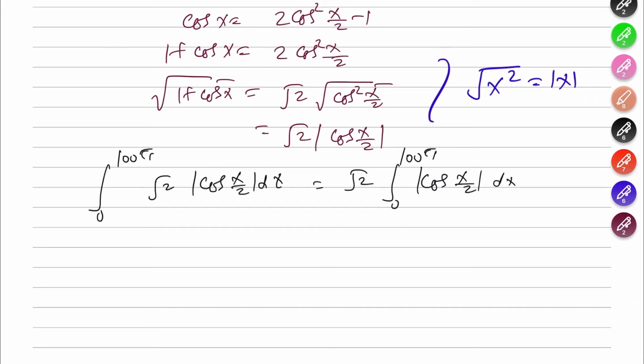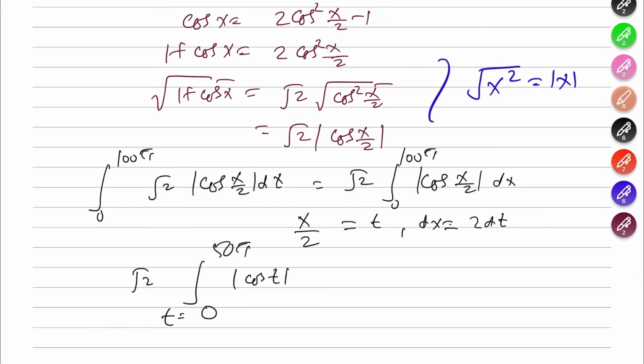Now clearly we see that this is not a standard form. Standard form is mod of cos x. Here it's x by 2. So what I do is the simple trick which I've explained: we assume x by 2 is equal to t. That means dx is equal to 2 dt. That becomes root 2, and our t will vary from 0, because if x is equal to 0, t will be 0. If x is equal to 100 pi, t will be 50 pi.